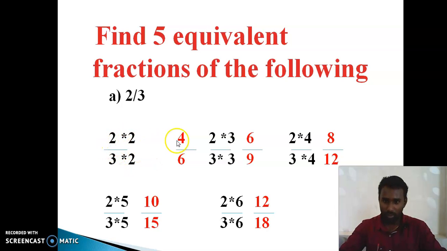So 2 2s are 4, 3 2s are 6, 2 3s are 6, 3 3s are 9, 2 4s are 8, 3 4s are 12. So 2 5s are 10, 3 5s are 15, 2 6s are 12, 3 6s are 18. Okay. So in this kind of problem, we only have to multiply. We have to multiply by the same number.